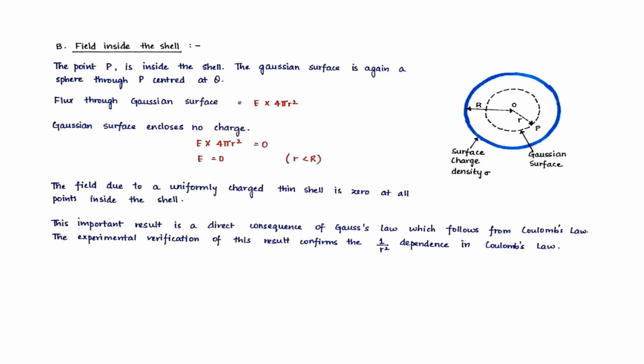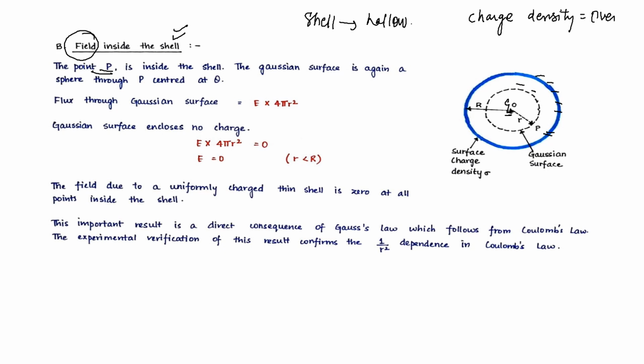Now we need to find the field inside the shell. What is the field inside the shell due to the charge contained by the shell? Now point P, it is a shell, as I am saying. What is the difference between a sphere and a shell? Shells are hollow from inside. So the charge, if we are containing it at the center, will be distributed over the surface. The charge density will be over the surface.